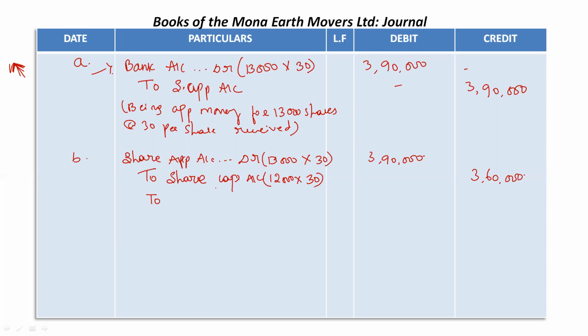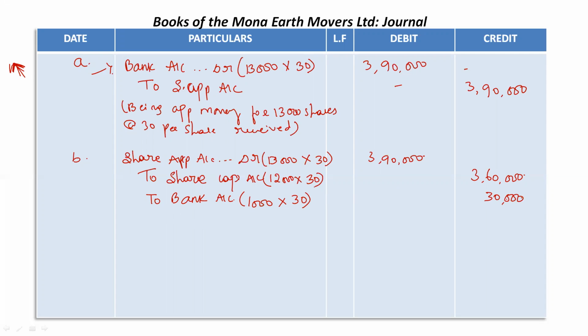The company has to refund the amount, so the bank account will be credited now. There is an outflow of amount from my bank account, so bank account is credited. 1,000 shares were extra which were rejected. Per share application amount was 30 rupees, so 1,000 into 30 will be 30,000 rupees.